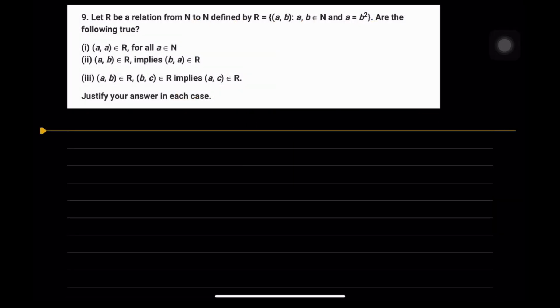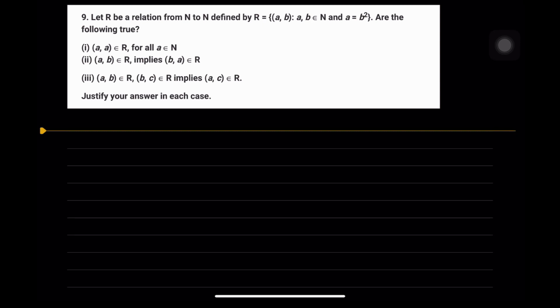Going into the ninth problem, let R be a relation from N to N defined by R is equal to (a, b) such that a, b belongs to N and a is equal to b square. So here a is equal to b square means if b is 2, then a is equal to 4. So in that way we have to take.